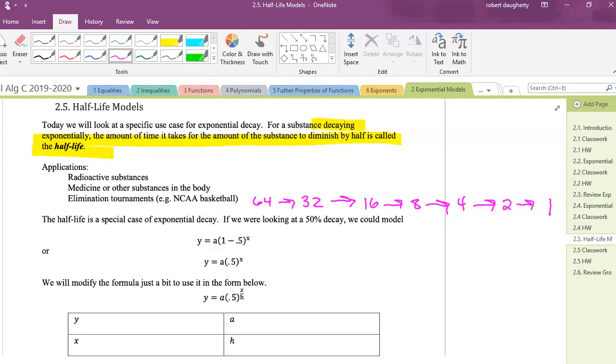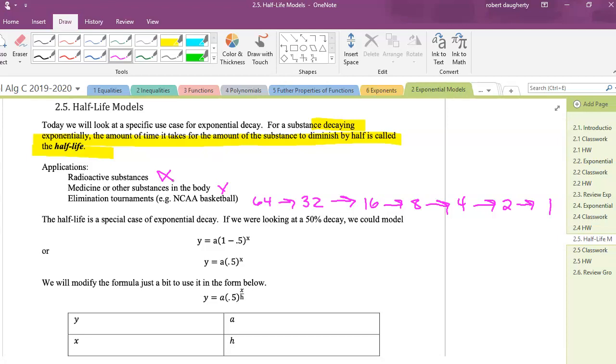A medicine or other substance in the body, a lot of times it's advertised, you take this drug like aspirin, and how long until it's decreased to half the amount that it used to be. That's called the half-life. How long it would take until whatever you ingested in your bloodstream is equal to half of what it started out to be. Radioactive substances are very common. Nuclear waste has a long half-life. It takes a long time for nuclear waste to get down to half of what it used to be.